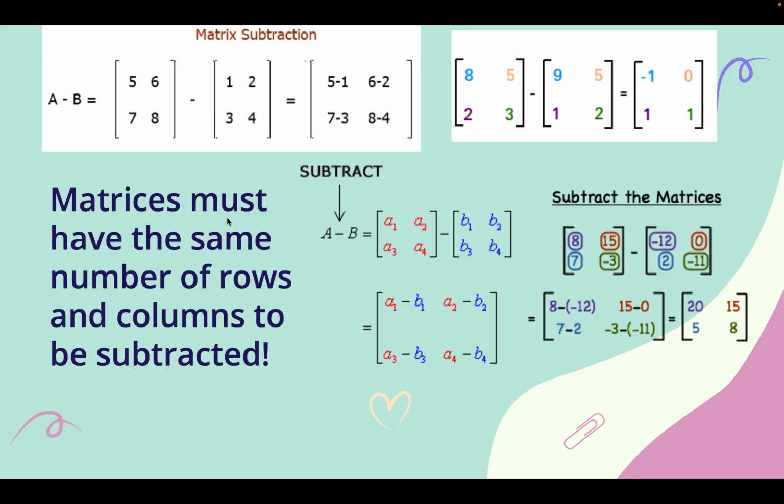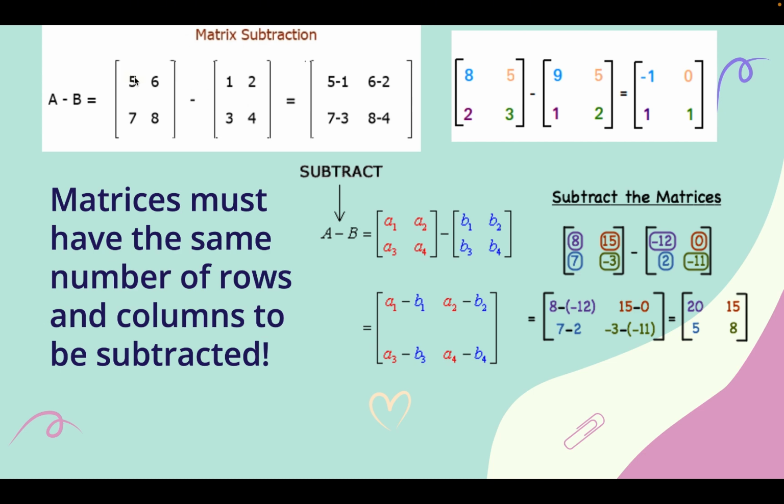Similar to adding matrices, matrices must have the same number of rows and columns to be subtracted. Or in simple words, they must have the same number of dimensions, or just the same dimensions. So, for example here, you do almost the exact same thing. You subtract each corresponding element.